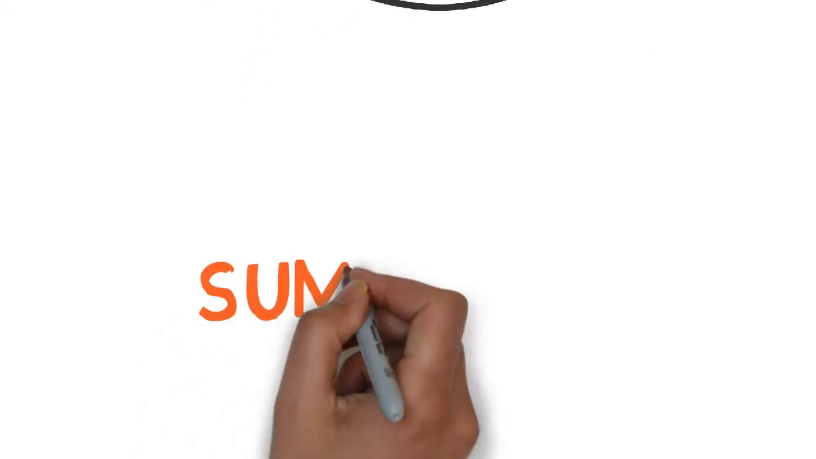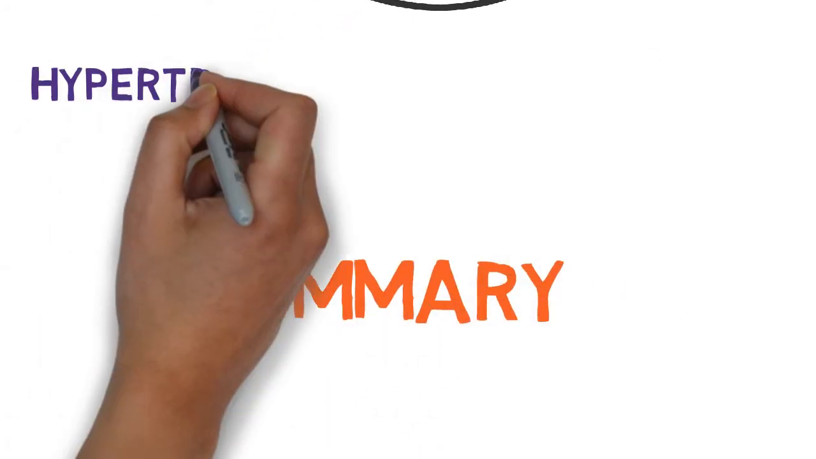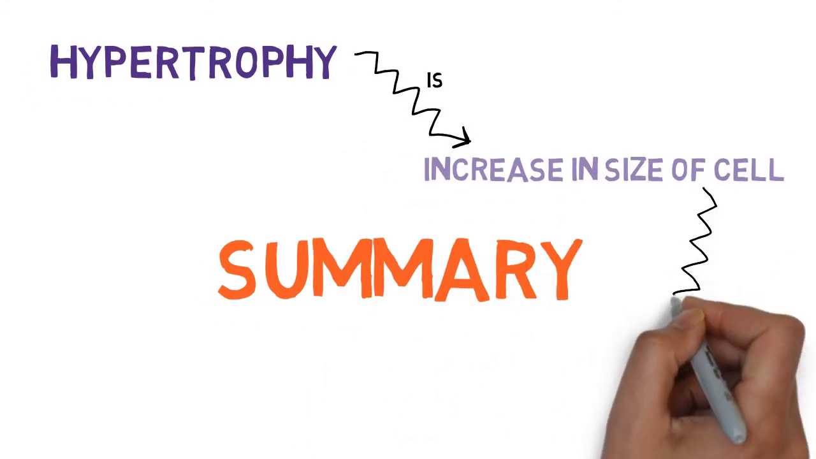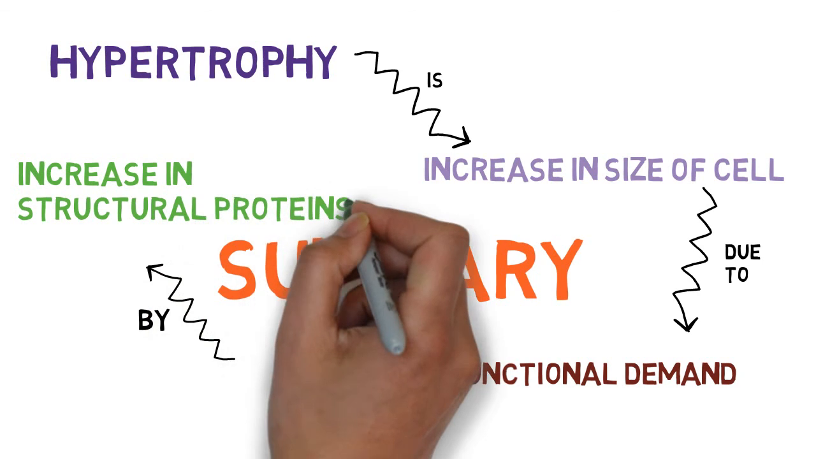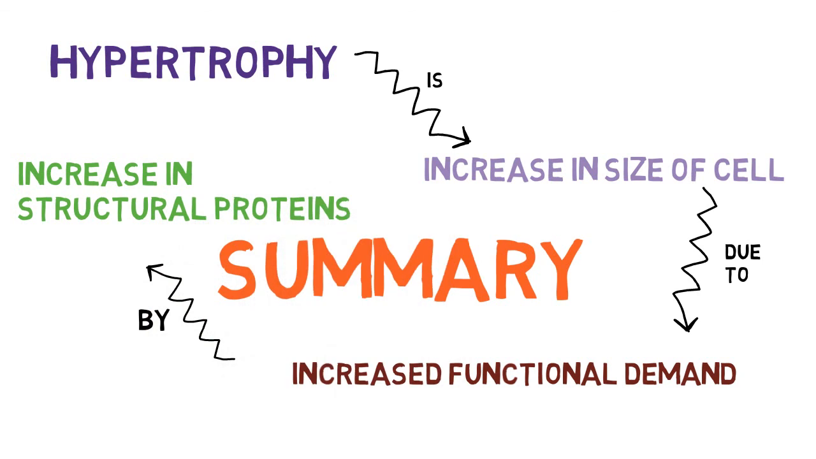To summarize and explain, hypertrophy is increase in size of cell due to increased functional demand, and the increased size occurs by production of more structural, that is intracellular structural components, which helps to manage the functional demand.